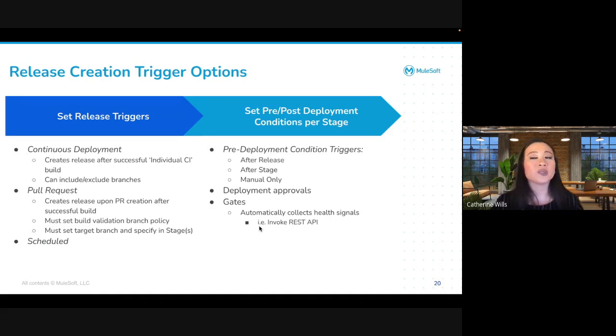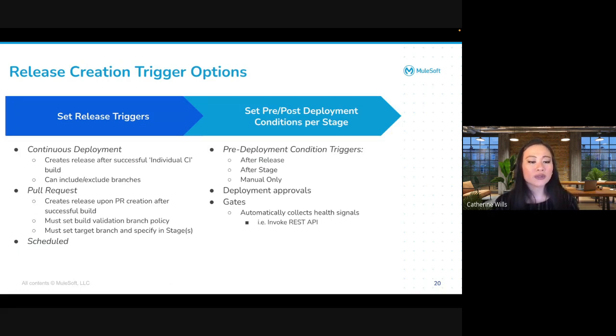So for a release to be created, there are different trigger options. The first thing you're going to do is set your release trigger. What this does is define when you want a release to be created. And there are 3 different options. Continuous deployment is going to create a release after a successful individual CI build. And that could be a manual run, or that could be a completion of a pull request. And with that, you can also include or exclude branches. We'll talk about that in the demo, because that's the one I'm going to use. You can also do a pull request one.